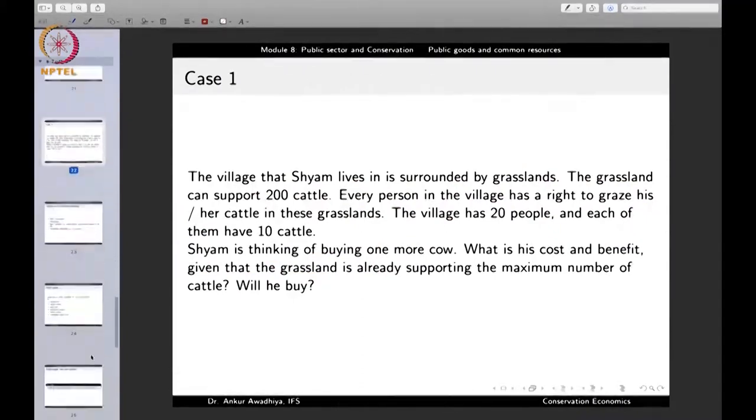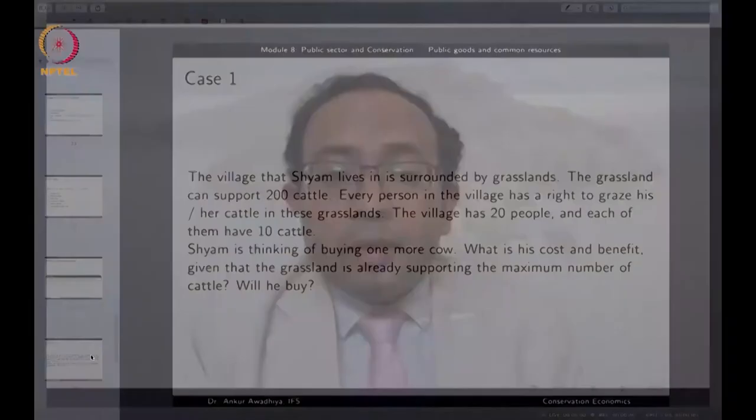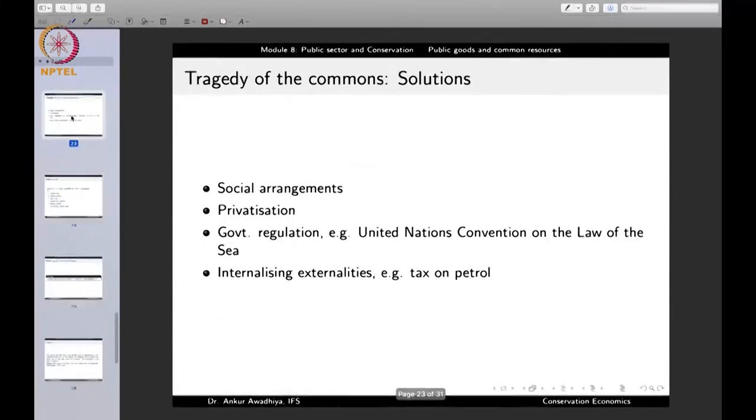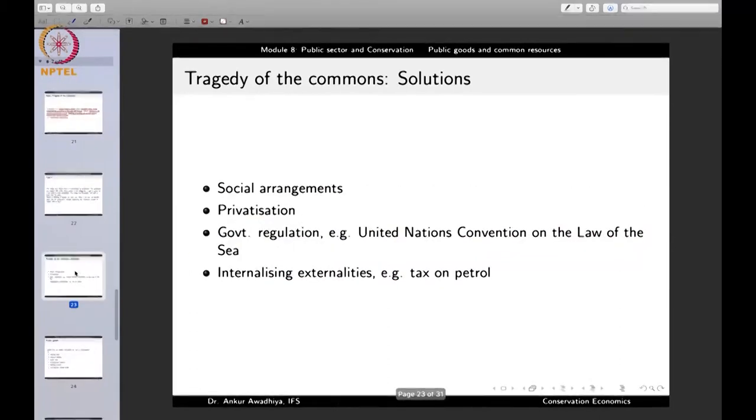And we have looked at this example that everybody in this village would want to have one extra cow. But when everybody is acting in their own self-interest through rational thinking, acting independently, they destroy the whole resource. So this is tragedy of the commons. Now, there are certain solutions to the tragedy of commons. Things such as social arrangements. In the case of the tragedy of commons, we said that individual users are acting independently. Now, we remove this term independently by putting in a social arrangement.